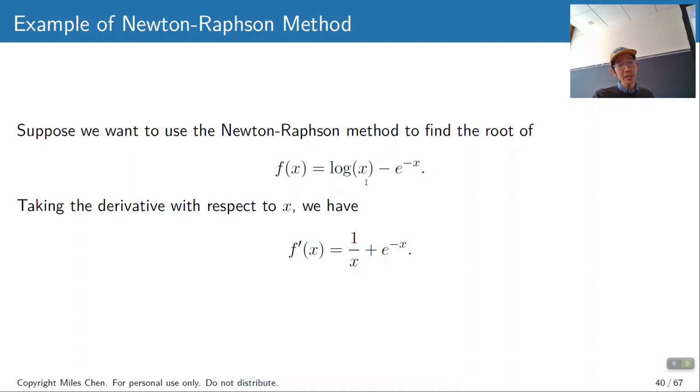Here's the same function, log of x minus e to the negative x. And so we've got to figure out the slope. All right, so we need the derivative. The derivative of log of x is 1 over x. The derivative of e to the negative x is e to the negative x, and with the chain rule we multiply by negative 1, so we get 1 over x plus e to the negative x. That's f prime.